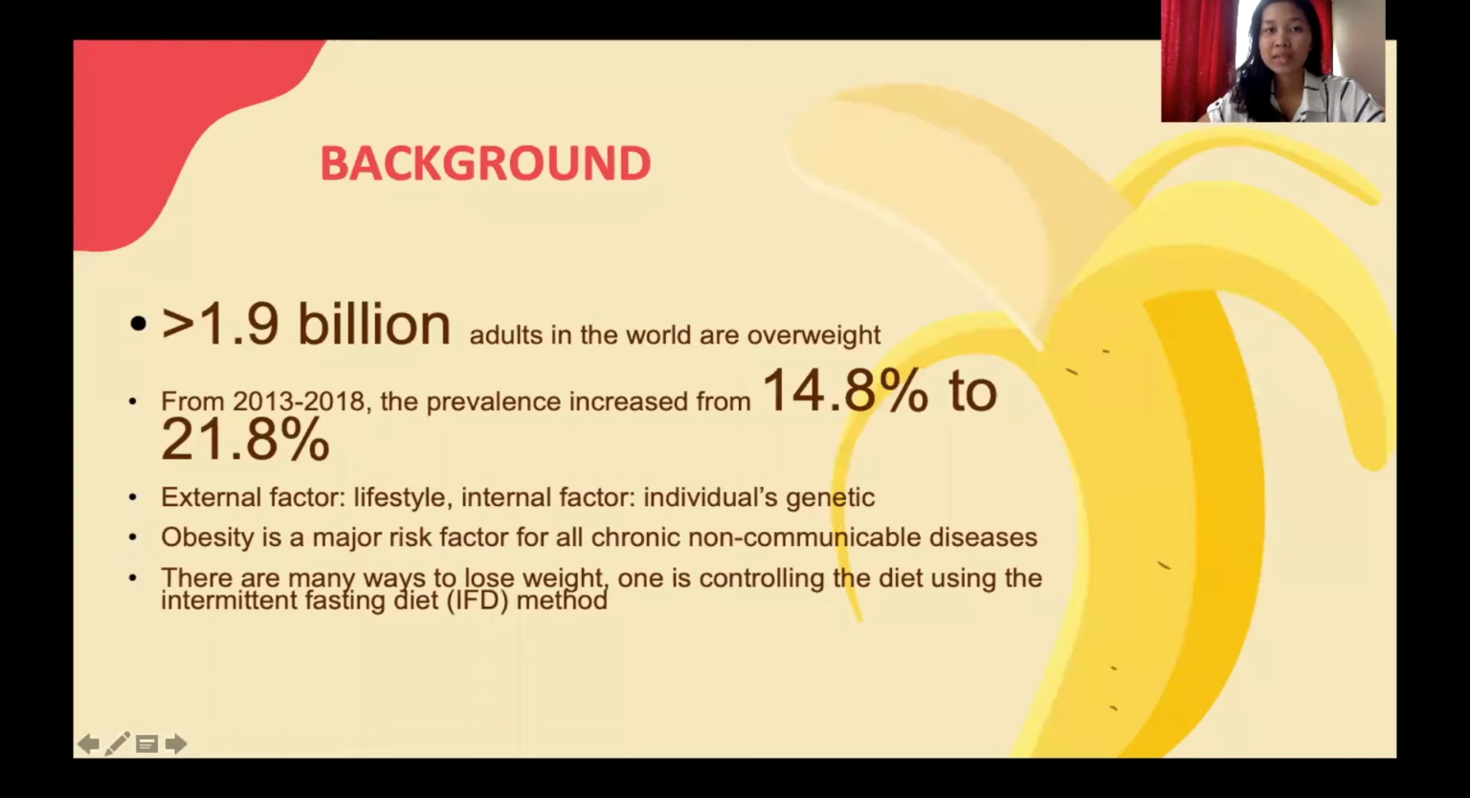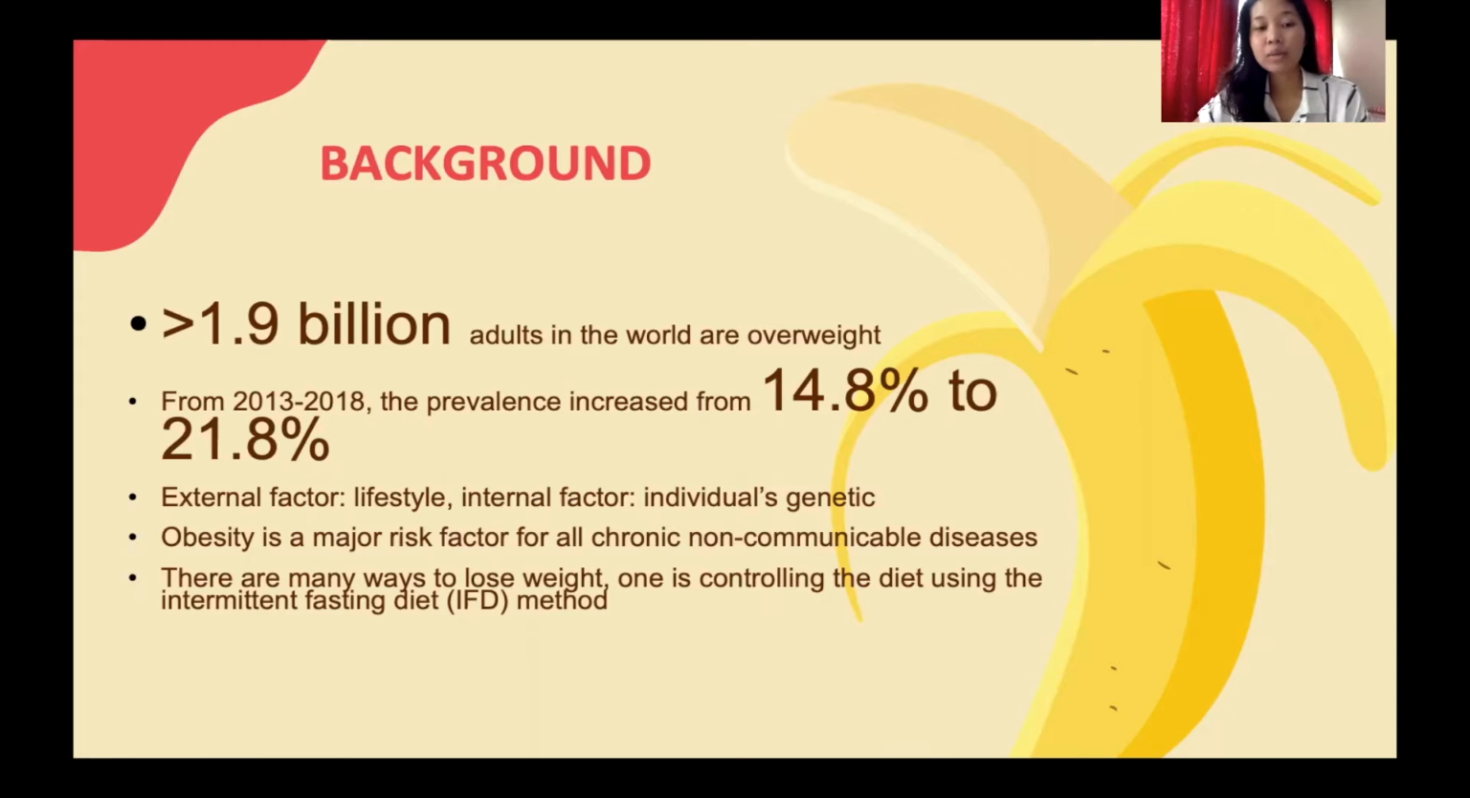My name is Manvitasari, NIM 125, and I'll explain about the background of this student project. According to data from the World Health Organization in 2016, more than 1.9 billion adults are overweight. Indonesia is one of the countries whose prevalence has increased significantly. The most significant increase occurred in the 2013 to 2018 period, namely 7%, from 14.8% to 21.8%.